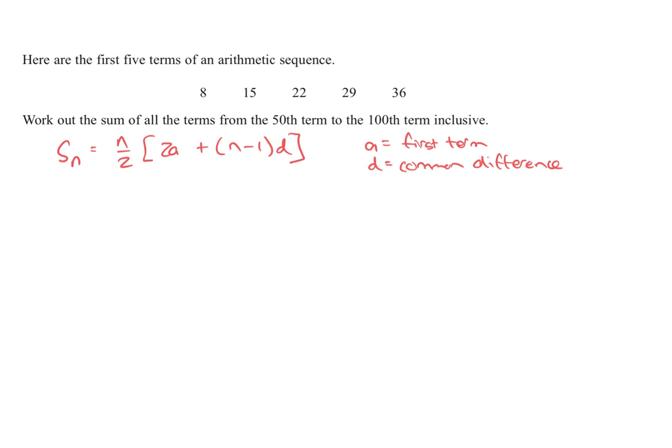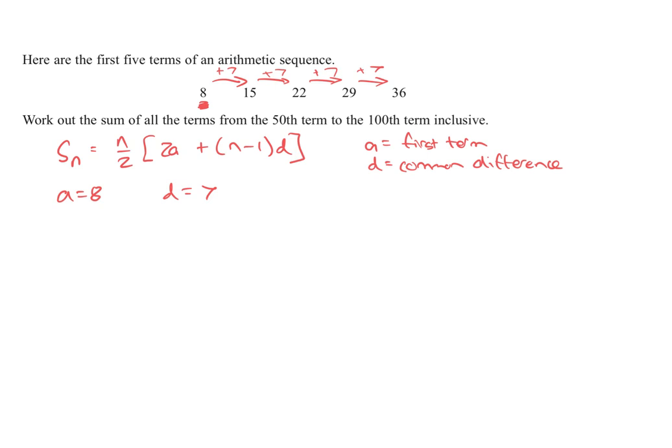Looking at the question, I can identify the first term. The first term is going to be 8. That's the first one in the sequence here. And looking at the differences here, I got plus 7 here, I got plus 7 here. They're always plus 7. So my d is equal to 7. Just by writing that, you're going to get yourself 1 mark in the exam.